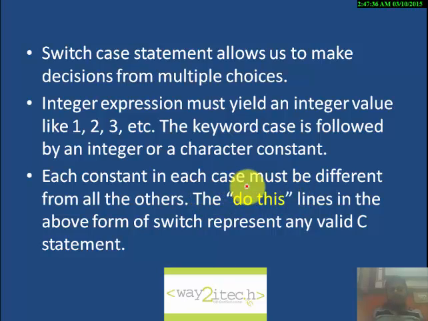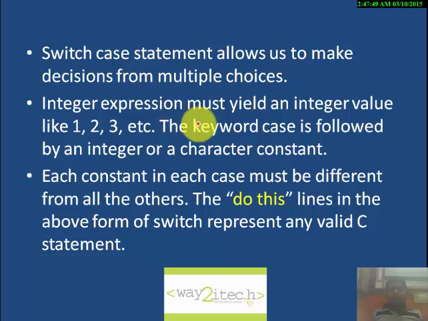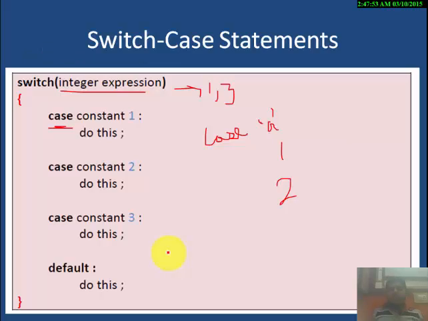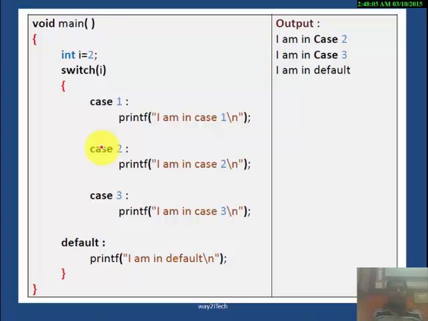Each constant in each case must be different from all others. All these constants should be unique. No repetition should be there in these constants. The do this line in the above form of switch represents any valid C statement, or a group of statements can also come. We will see an example, then you will understand it better.